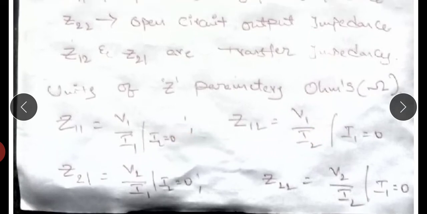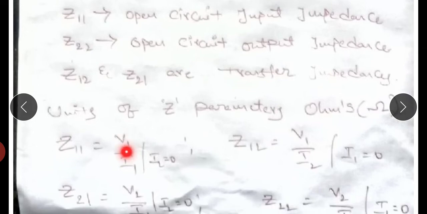Here Z11 equals V1 by I1, Z12 equals V1 by I2, Z21 equals V2 by I1, Z22 equals V2 by I2. So we can find Z11 and Z21 by keeping I2 equals 0, and Z12, Z22 we can find by keeping I1 equals 0. So by opening the second port we can find Z11, Z21. By opening the first port we can find Z12 and Z22.